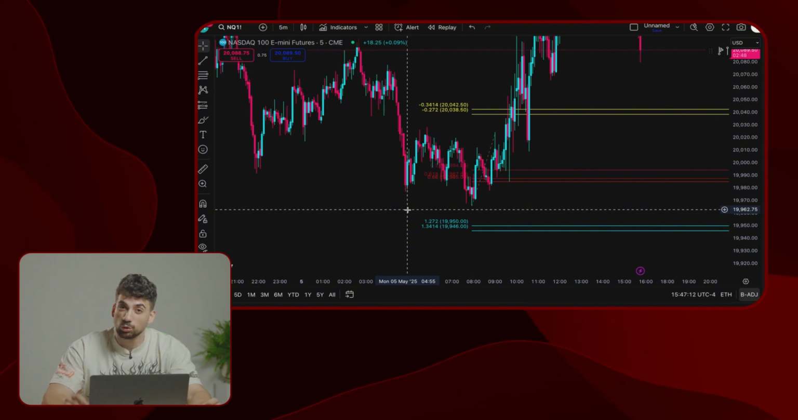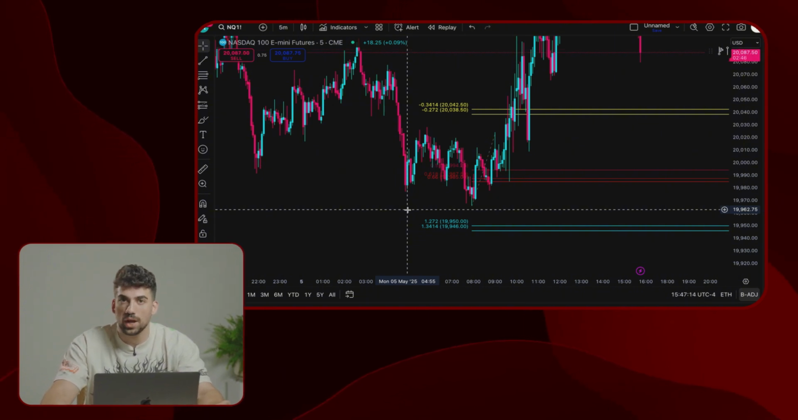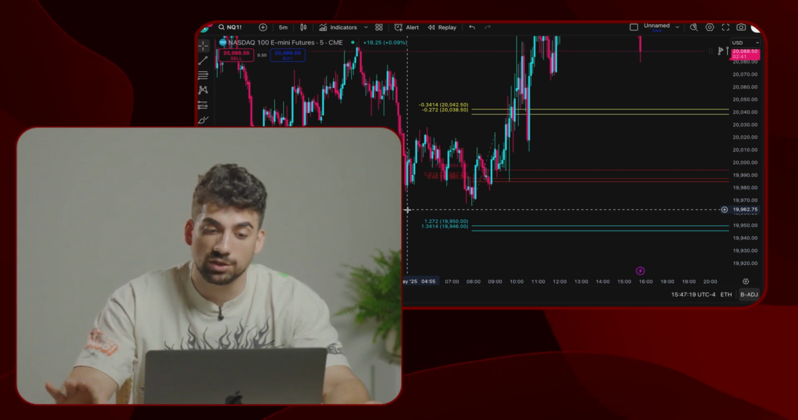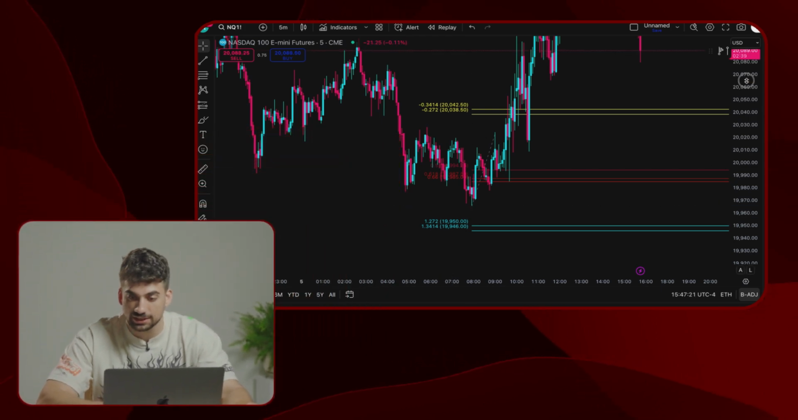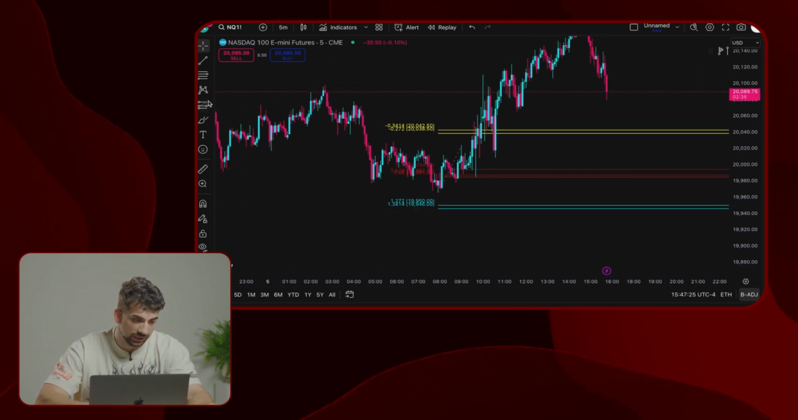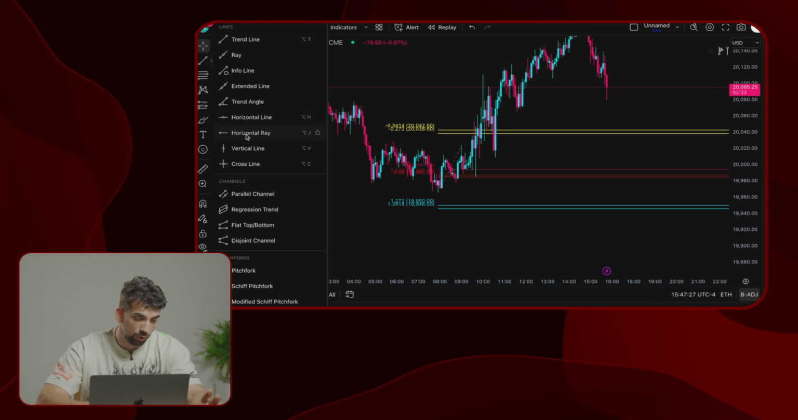And you can see I'm also using the wick. I'm not ignoring the wick. If price has hit a certain dollar amount, I want that to be part of it. I'm not using candlesticks. I'm not using just the body. I'm using the whole wick. So I'm marking out where's my pre-market low or pre-market high.